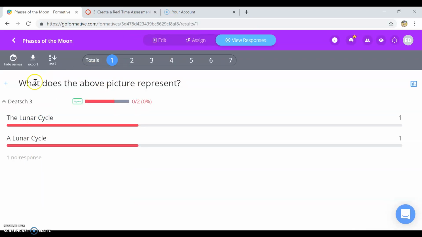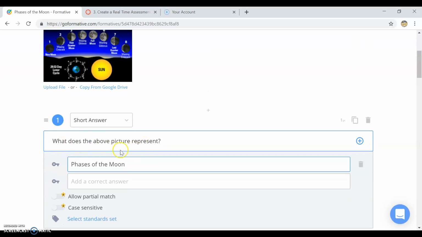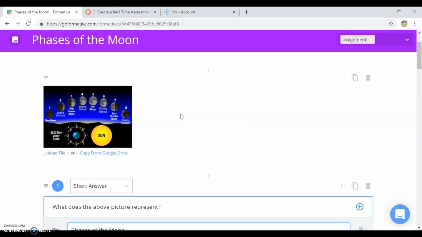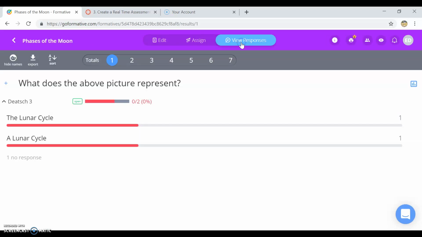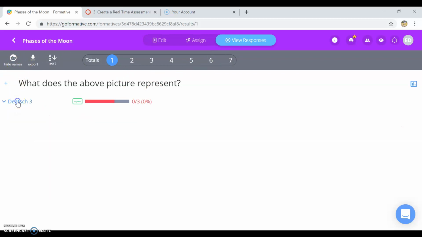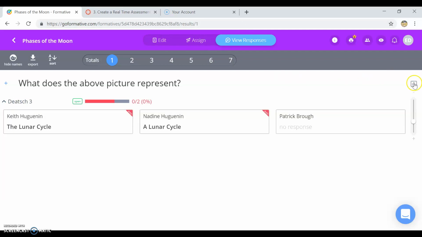As of right now, question number 1 doesn't look too good. Question number 1 was, what does the above picture represent? What does that look like? It looks like the new moon, waxing crescent, first quarter, all the way to waning crescent. Those are the phases of the moon. So Keith and Nadine, if we could try and go through those answers again.